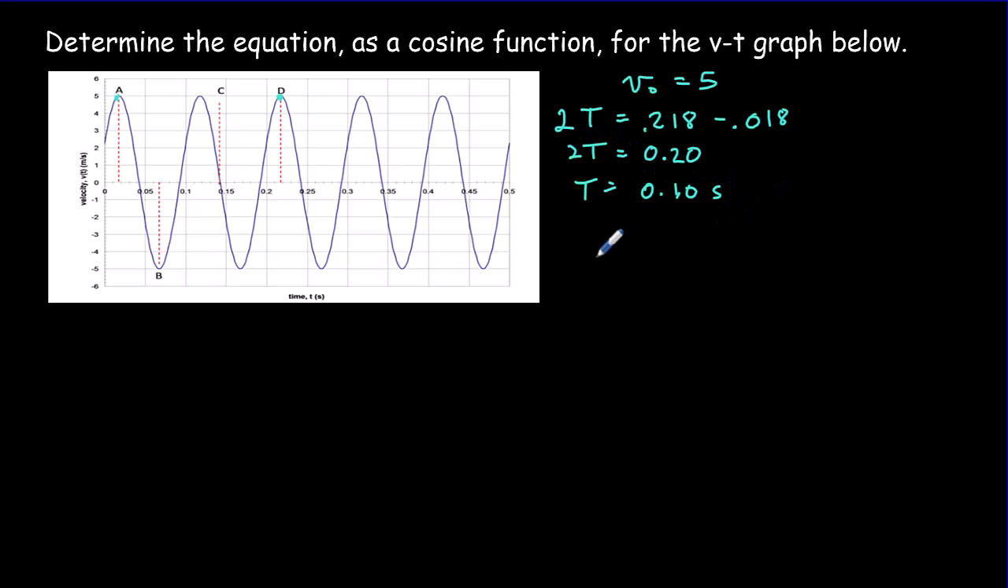And if you know the period, you always know the angular frequency, and that's going to equal 2 pi divided by the period, or 2 pi divided by 0.1, which is going to be equal to 20 times pi. Next, you'd like to get the phase angle.